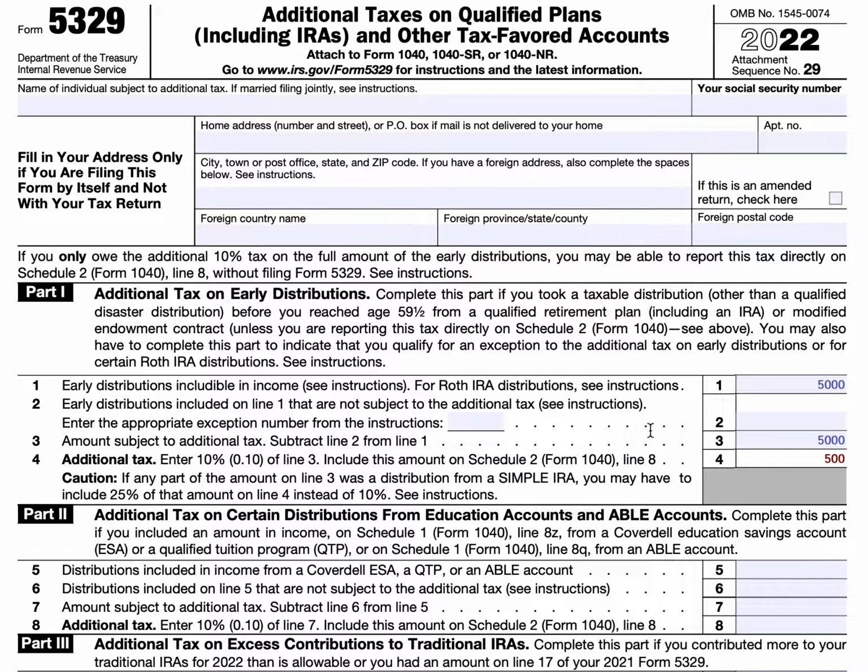If any of the amount on line 3 was distribution from a SIMPLE IRA, you may have to include 25% of that amount on line 4 instead of 10%. Please refer to the form instructions for more detail.